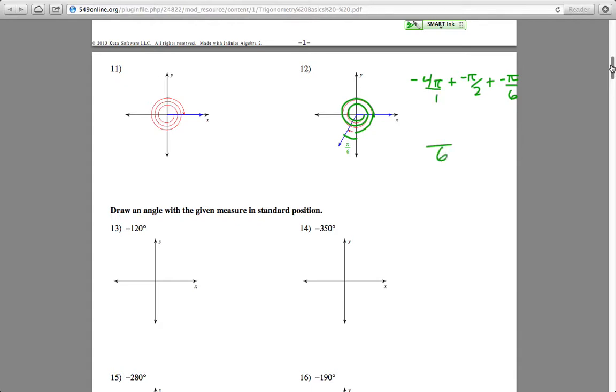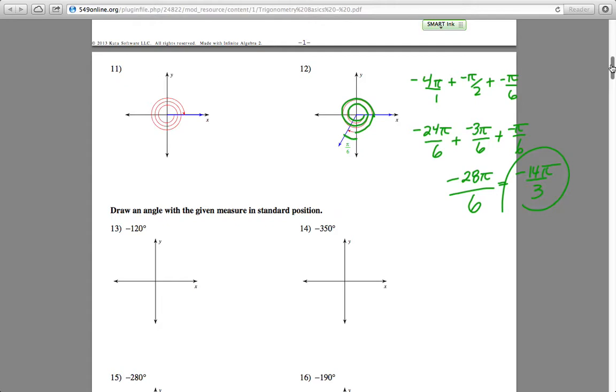6. So if we're going to have a 6 for a common denominator, this is going to end up being negative 24 pi over 6 plus negative 3 pi over 6. Agreed? And then this will just be plus negative pi over 6. If you add all these up, you're going to end up with negative 28 pi over 6, which does reduce to negative 14 pi over 3 for the final answer. There are other ways to do this. I'm just giving you one way. This is kind of the brute force way of doing it.